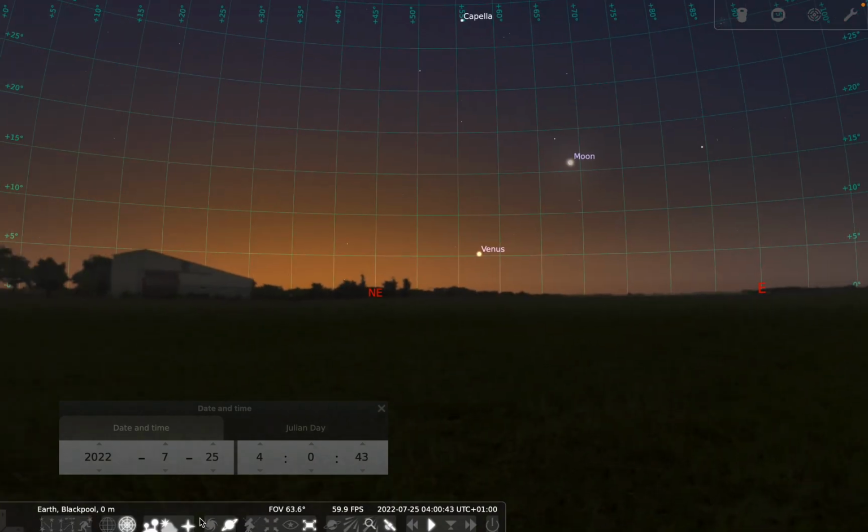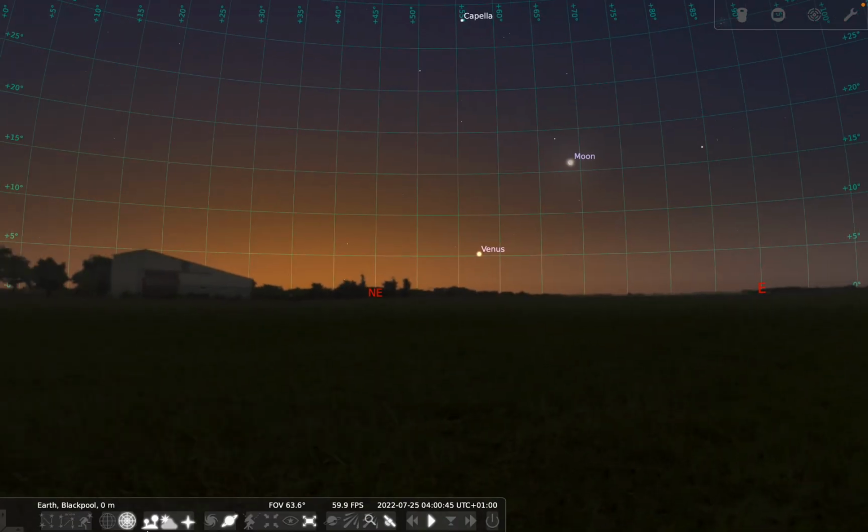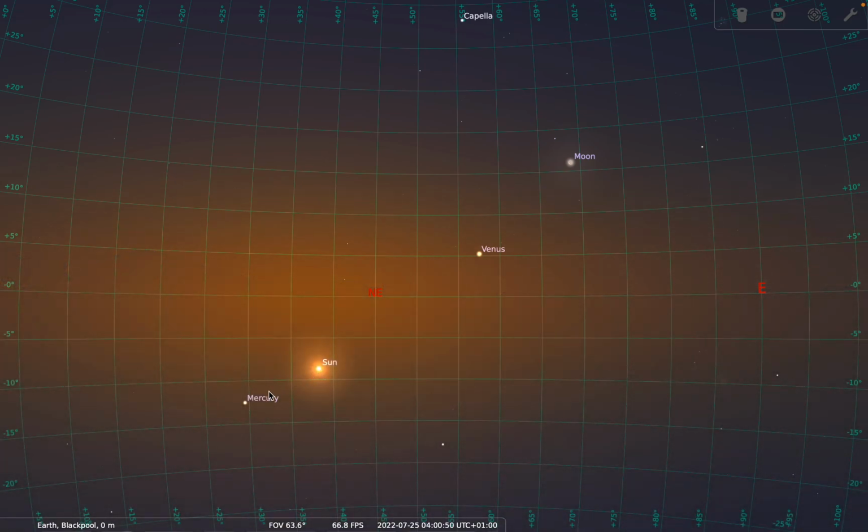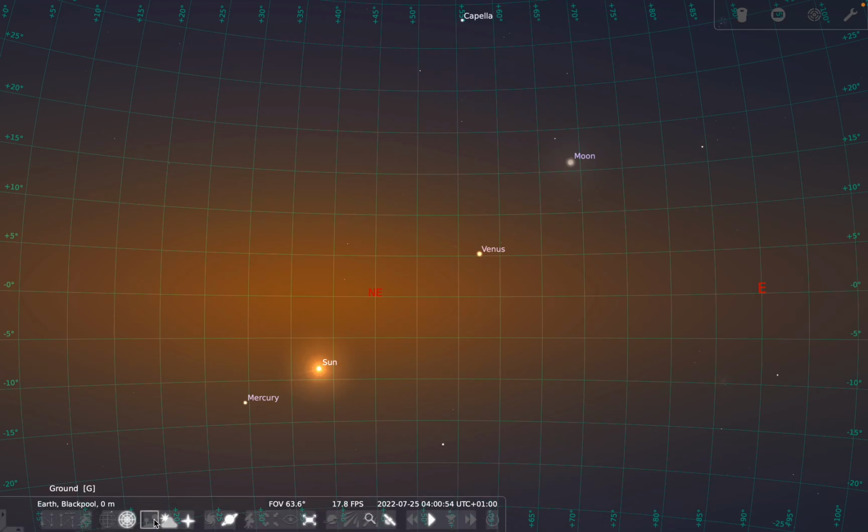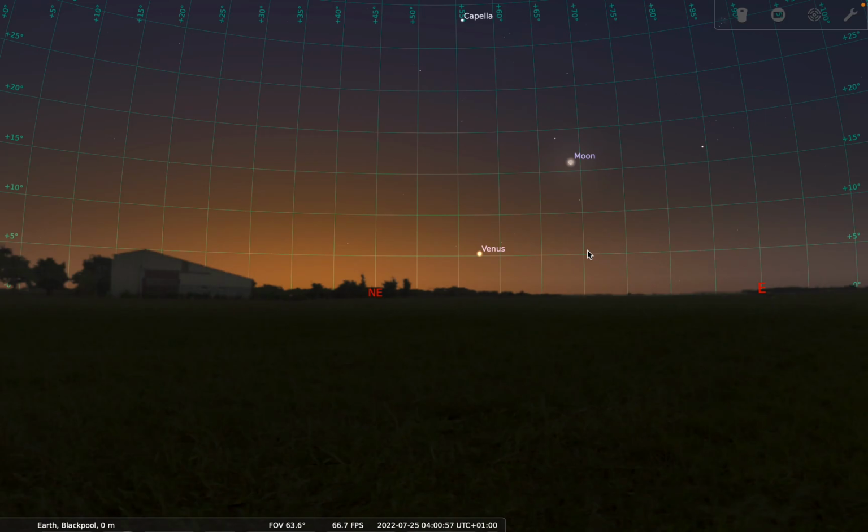If I turn the horizon line off now, watch this. You can do this with Stellarium. I'll turn the horizon off. Can you see Mercury's actually swung around the other side of the sun? So the only thing is, in about 6 weeks, Mercury's not going to be visible. So it's not going to be five planets.